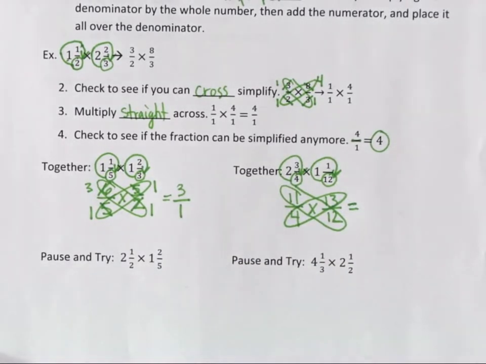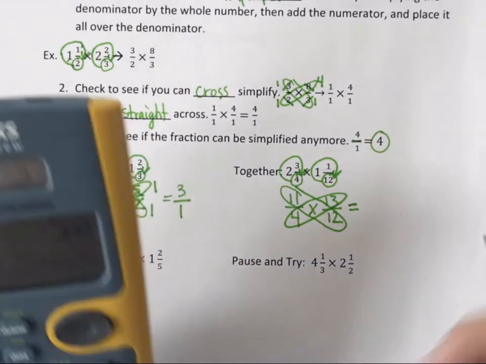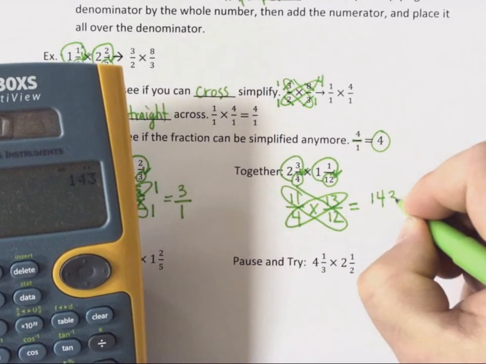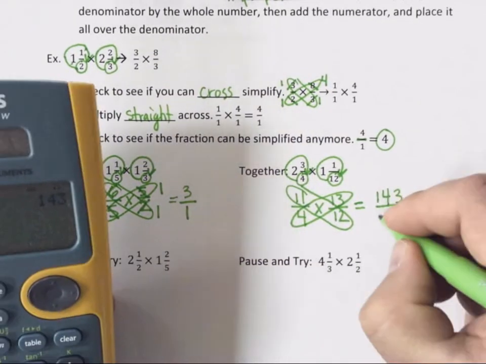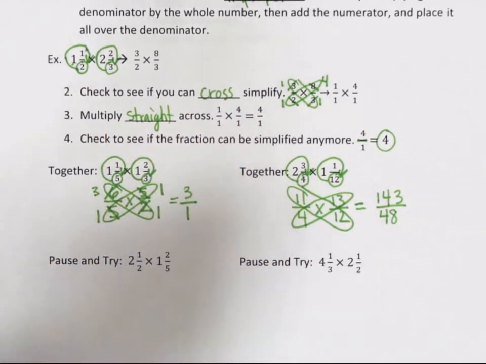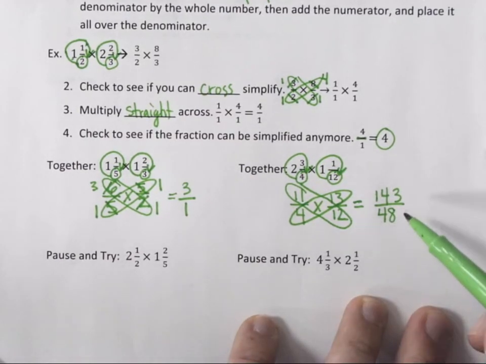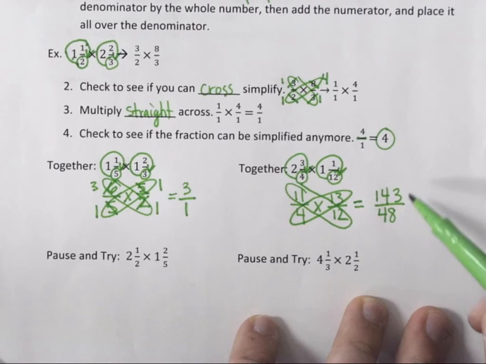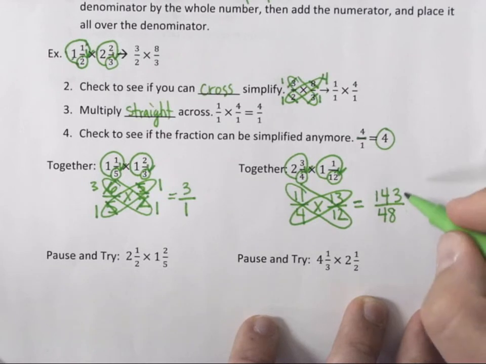11 times 13 equals 143. Okay, and 4 times 12 is 48. Okay, so we know that since we could not cross simplify, this fraction also cannot be simplified. So now we're going to just turn it back into a mixed number because we have an improper fraction. We have a numerator that is greater than our denominator.